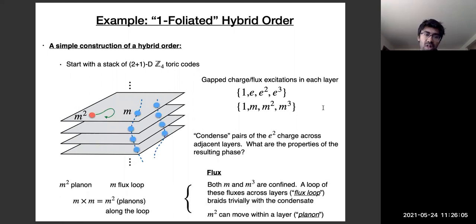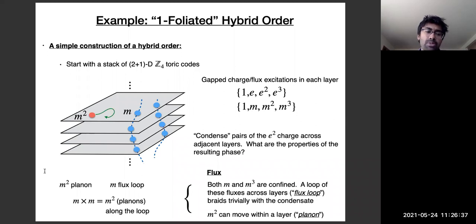In contrast, the fluxes are a bit subtle. For the fluxes, the M and M cubed fluxes braid non-trivially with the condensate, and they become confined. However, if I think about forming an excitation which is loop-like, that is, I string together a bunch of Z4 fluxes across the layers in a loop, as shown on the screen in blue, then this excitation actually braids trivially with the condensate. So this kind of flux loop becomes a new kind of excitation in this phase.